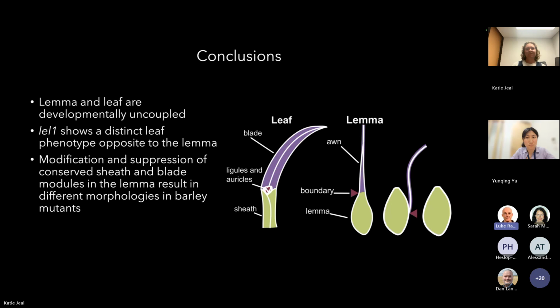Thanks. That's interesting. Thank you. Can I ask a follow-up question? Talking about the lemma awn junction, in barley the awn looks very similar to the lemma. It's just very narrow. And in some other species, I think in wild oat, the awn looks so different. I just wonder if there are any special cellular structures at that junction in different grasses.